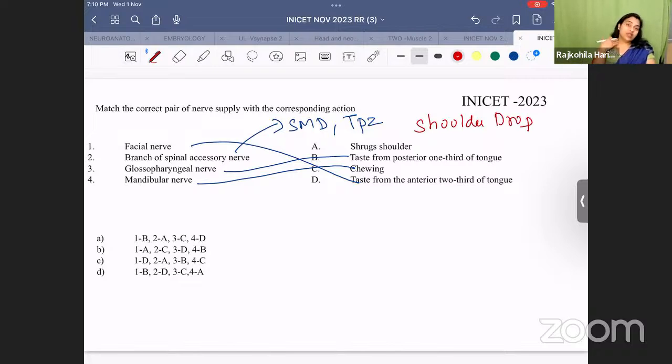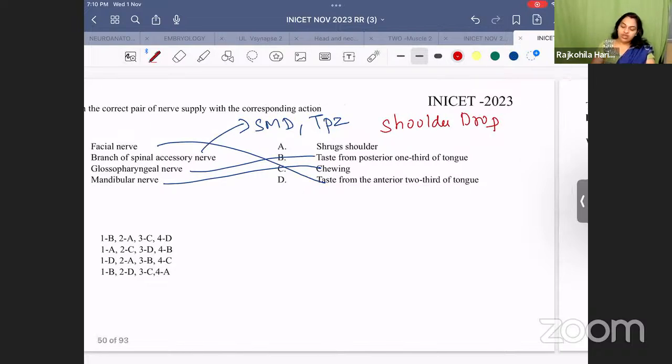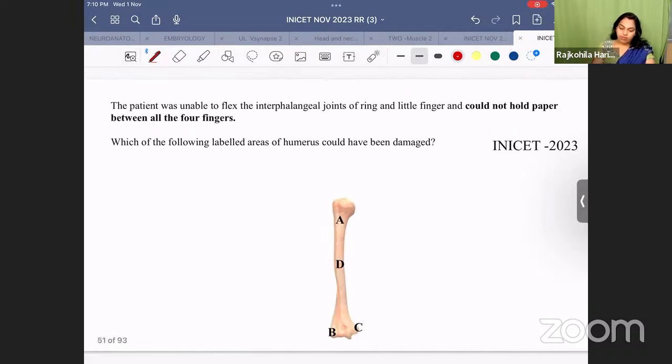Spinal accessory nerve, you can see it over the posterior triangle, upper part of the posterior triangle. It is also a content of the carotid triangle, okay? So injury to the spinal accessory nerve will paralyze 2 muscles, sternocleidomastoid and trapezius. Trapezius, you need to elevate the shoulder. Injury can lead to shoulder drop.